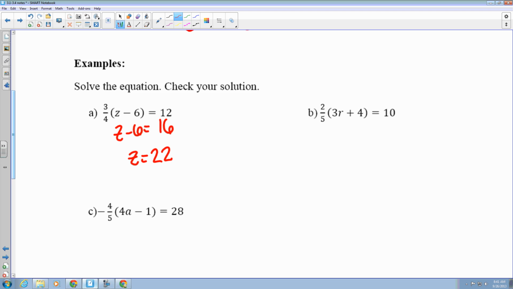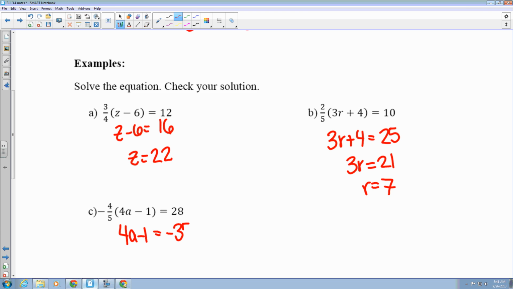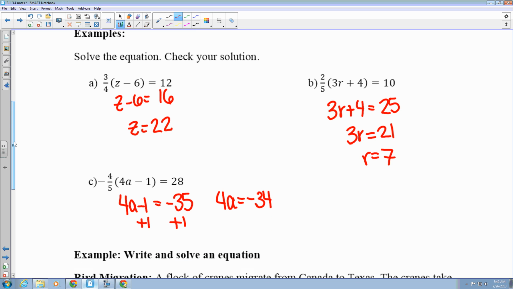On part B, multiplying the other side by 5/2 will give you 25. Subtract 4. Divide by 3. Multiplying the 28 by negative 5/4 will give you negative 35. Add 1 to both sides. That's 4a equals negative 34, which means this one's not going to turn out very nice. Negative 34 divided by 4 is 8.5. And now we're using calculators, so we can easily figure out what that is.